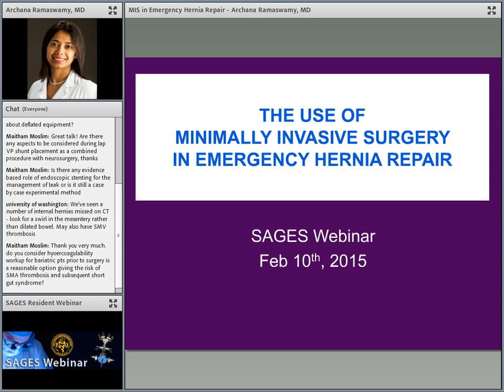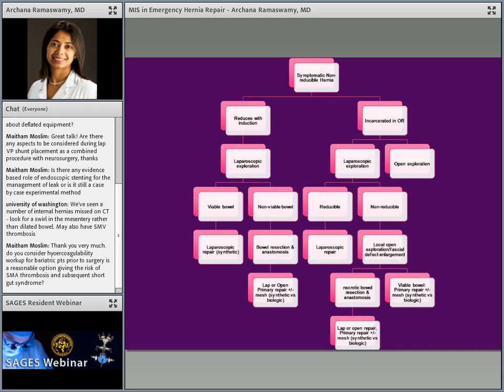Thank you, Jonathan. So I'll try to get us hopefully back on time. I'll do my best. I think we're going to start with this algorithm and come back to this algorithm in the end, and hopefully these are the 2 slices of bread, and the sandwich in between is all the data that's hopefully going to support this type of an algorithm to take care of patients with non-reducible hernias.